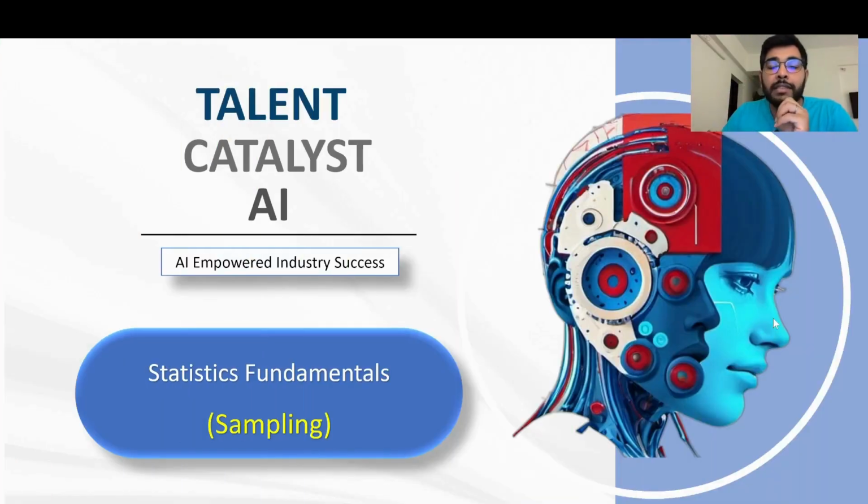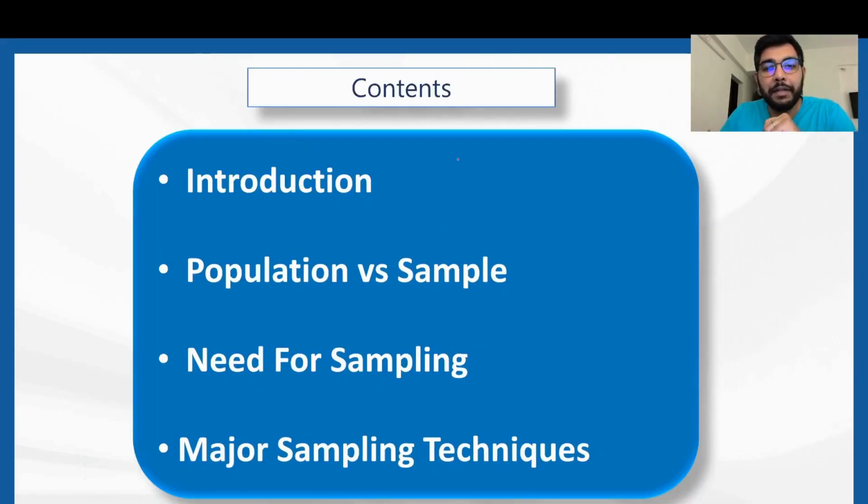The topic for this video is one of the most fundamental topics of statistics, that is sampling. In this video, we'll be covering the introduction or the definition of what sampling is. Then we'll be covering the difference between a population and a sample. Then we'll delve into the need for sampling. Why do we need sampling in the first place? And also look at some of the major sampling techniques.